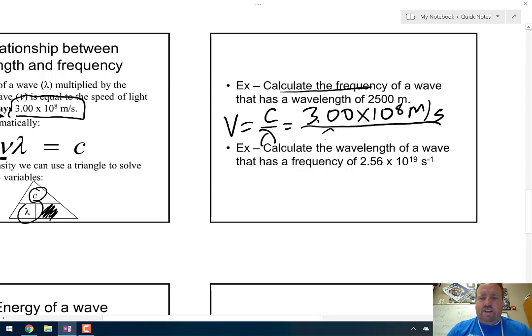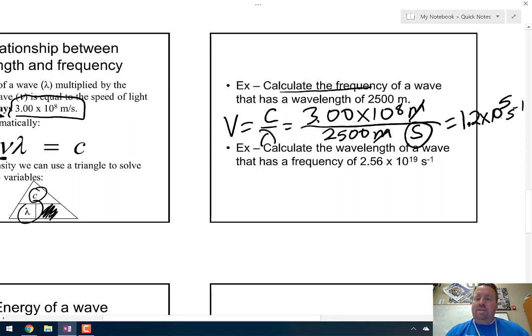The wavelength, it says, is 2,500 meters. You'll notice I've got meters on top and meters on the bottom. Notice that this is meters over seconds, so really I should be writing that like this, meters over seconds. Now I'm going to take 3 times 10 to the 8th and divide by 2,500. Just because there's a bunch of zeros there, I'm going to put it in scientific notation: 1.2 times 10 to the 5th. And notice my seconds are on the bottom, so that becomes seconds to the minus 1.